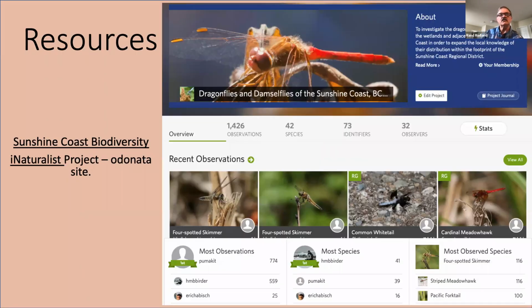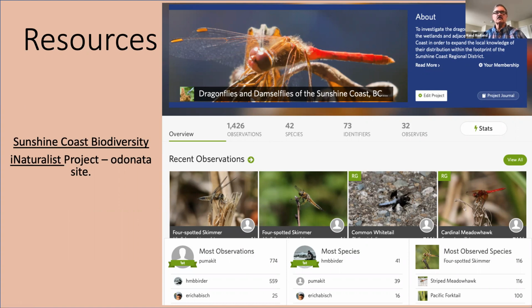The other resource is iNaturalist, and anybody that knows iNaturalist may be aware of this, but I've started the Sunshine Coast Biodiversity iNaturalist project, and one component of that is the dragonflies and damselflies. You can see we've got 42 species, 73 people have contributed identifications, and 32 people have observed. We're probably well over 1,500 observations of dragonflies and damselflies on the Sunshine Coast. So that's a really good site to visit.